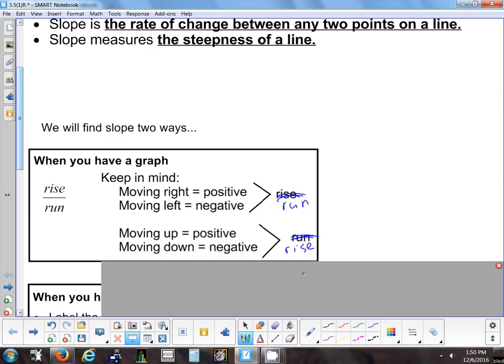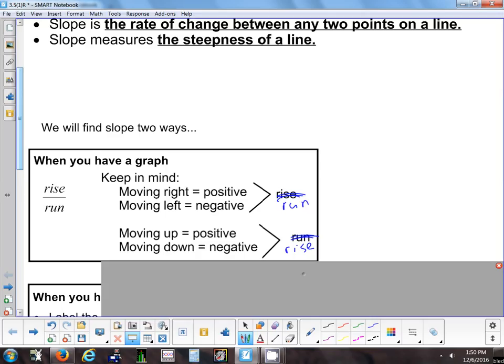All right, so anytime that you move left or right, that's the run, okay? Moving left and right. The moving up and down, that's your rise, okay? And the way I remember that is think about rise up, like if something rises, rising means it's moving vertically, right? So that's your up and down.